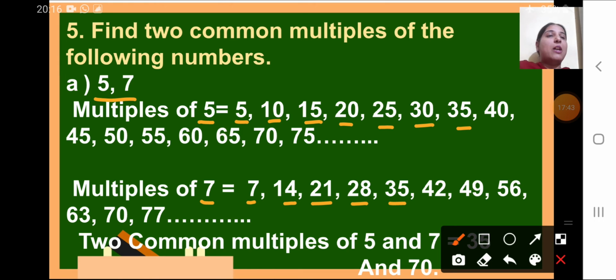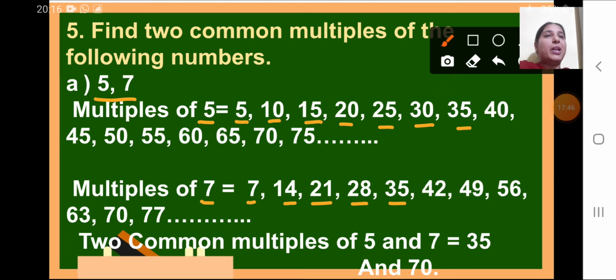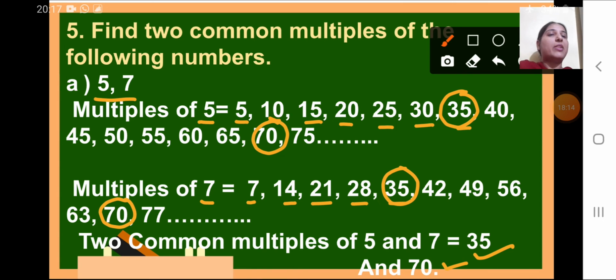Okay, now after writing the multiples, we have to find the two common multiples. So we will see what the common multiples in 5 and 7 are. Here you can see this number 35 is common, and one more you have to find. So this 70 here is the common multiple. So the two common multiples of 5 and 7 will be 35 and 70.